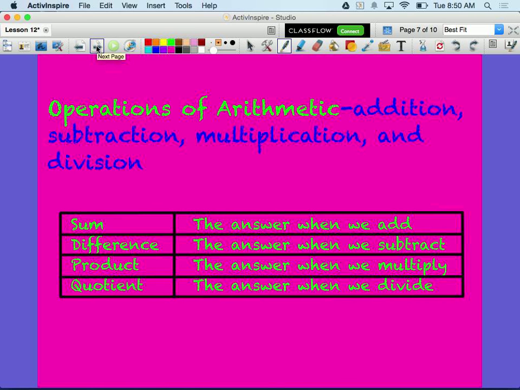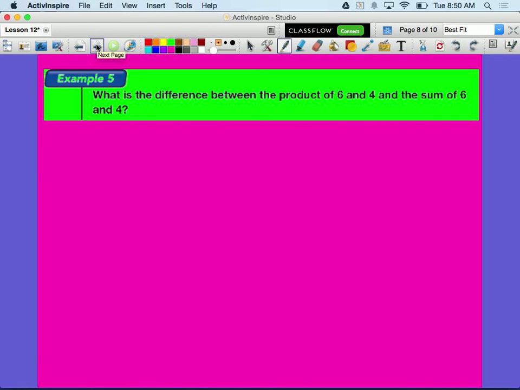Now remember in math that we have 4 operations of arithmetic. We have addition, subtraction, multiplication, division. Okay? We only have those 4. And just to remember what answers are, when we add it's a sum, answer when we subtract is a difference, when we multiply it's a product, and when we divide it's a quotient. So I want to know what is the difference. So now I know I'm going to subtract, so I'm going to put a subtraction sign between the product of 6 and 4. You take 6, product means multiply.